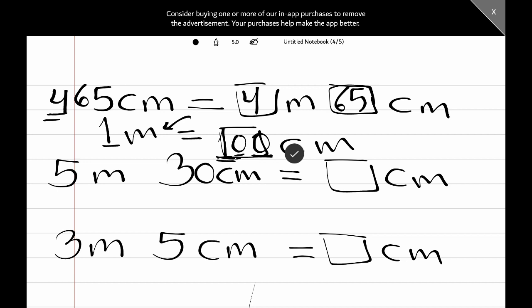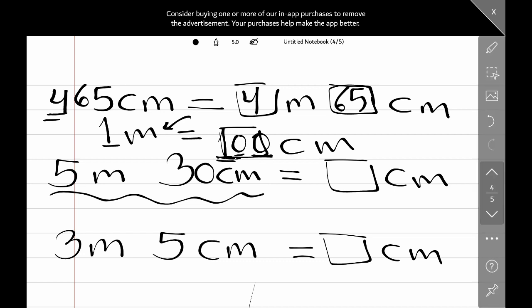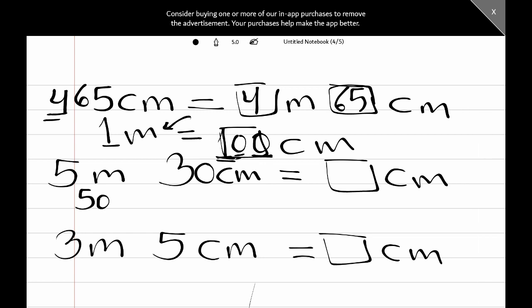Now let's go to complete solving this one. Here, how many meters do we have? We have 5 meters. That means how many centimeters? 500, right? Okay. And how many centimeters do we have in the tens and ones place? Here 30 centimeters. So we are just going to add 500 to 30.